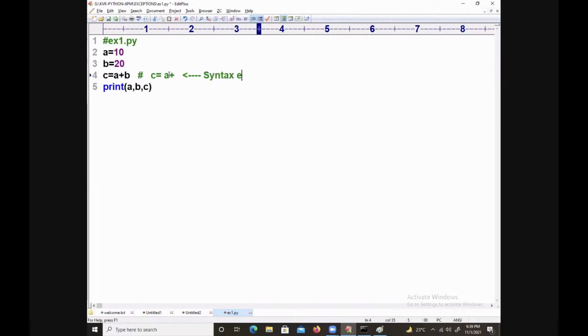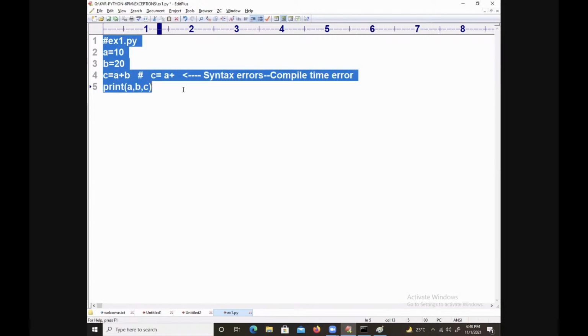Syntax error, known as what? Compile time error. Okay, that we can solve it.